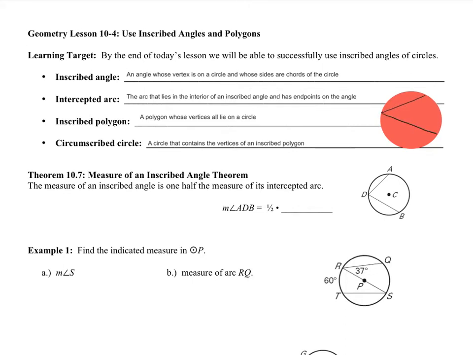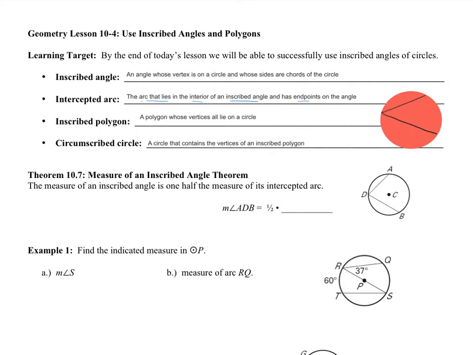This will be called an inscribed angle. And the next one, intercepted arc, is the arc that lies in the interior of an inscribed angle and has endpoints on the angle. So here, from this point to this point, this would be called the intercepted arc. And this would be the inscribed angle.